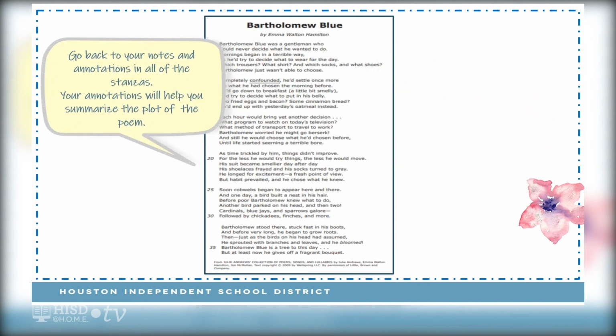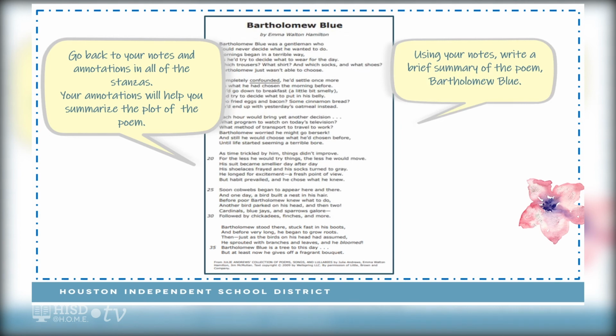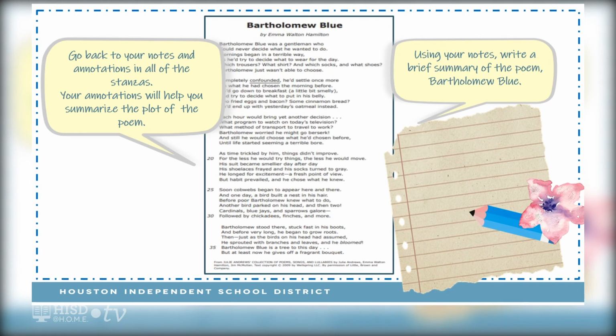Go back to your notes and annotations in all of the stanzas. Your annotations will help you summarize the plot of the poem. Using your notes, write a brief summary of the poem Bartholomew Blue. Pick up your pencil and paper and begin writing. Take 5 minutes to write your summary.